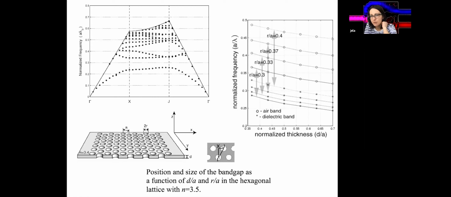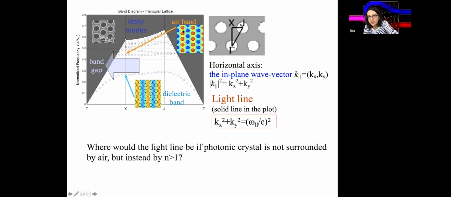You see the jump as you increase r over a from 0.3 to 0.33. The jump for the dielectric band mode is much, much smaller than the jump in the air band mode. I hope you see my pointer here. Why is that the case? Any thoughts? And for that, you can actually just go back to the field patterns that we have.